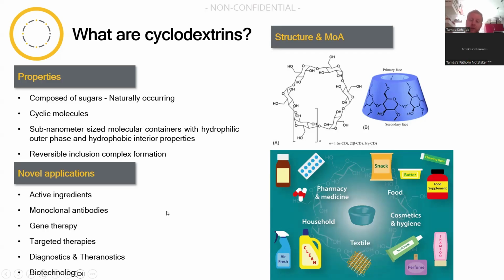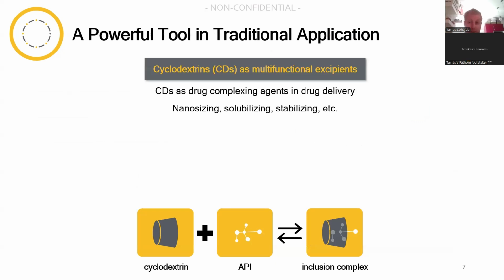What I mentioned is the main application, the excipient application. In the pharma field, there are upcoming uses, like uses as active ingredients, formulation of biologics, stabilizing proteins, delivering genes, targeted therapies, diagnostics, theranostics, or uses in vaccines. That's the topic of other events.